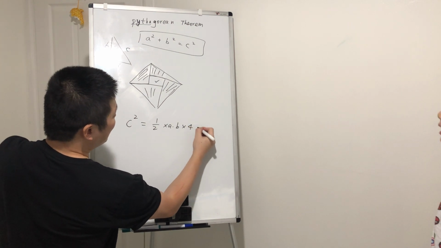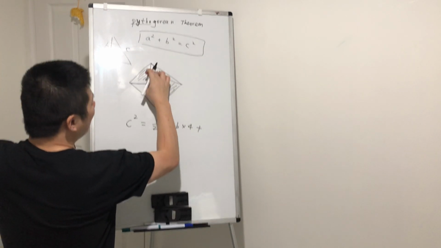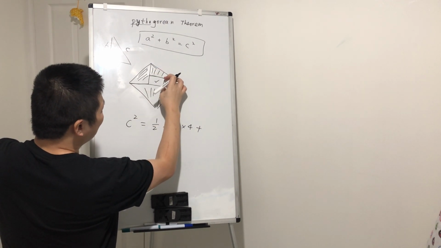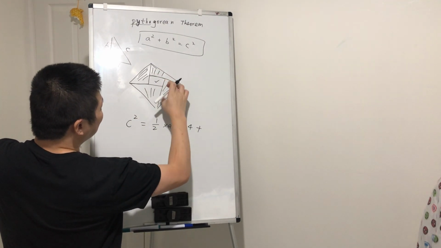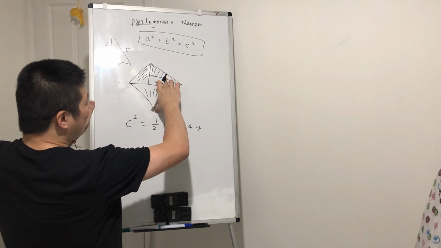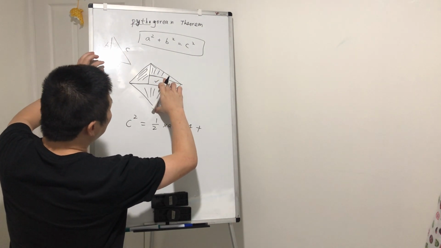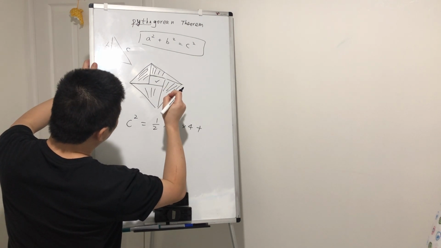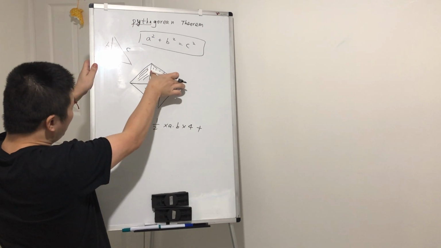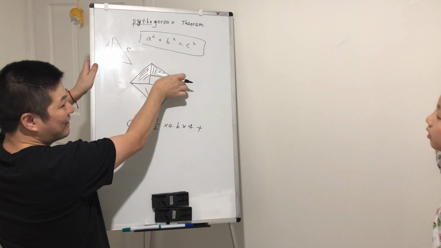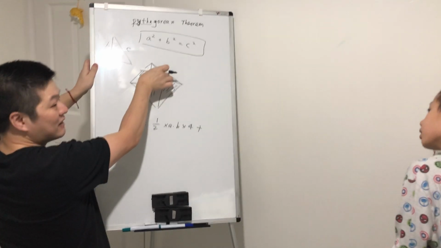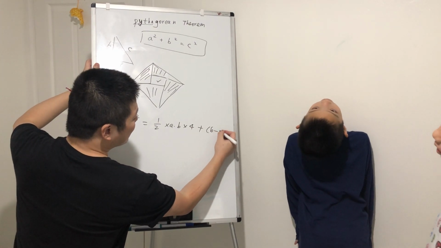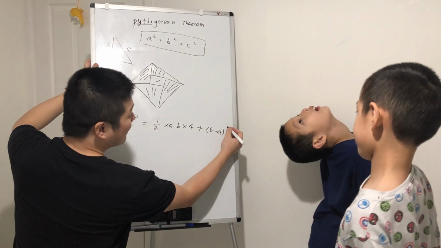Four. And then, what's this? Look, this is a little square, right? What's the size of it? This thing is B, and this small thing is A. So this side is B minus A, and the area is B minus A squared.